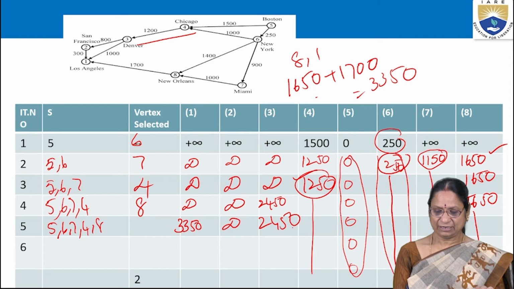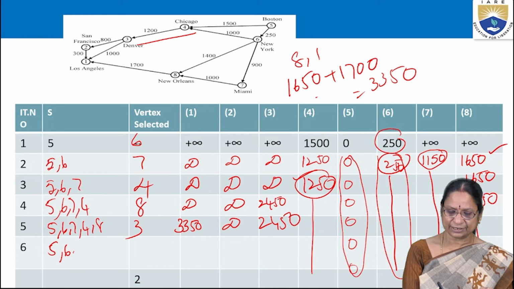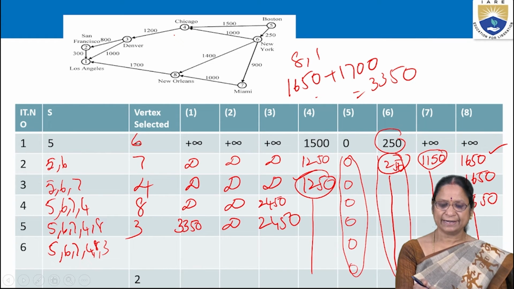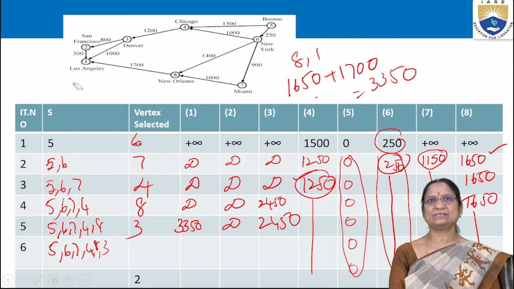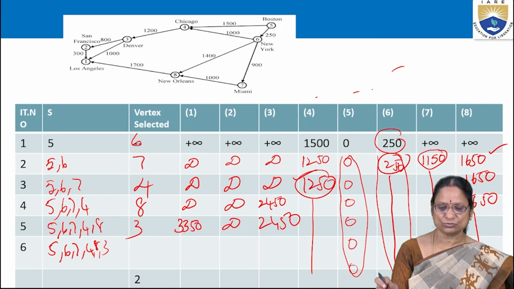Now among all these available values, we have to select the next 3. So what the set included is 7, 4, 8, 3, and from 3, what are the edges connected? Edge 2 is connected, vertex 2 is connected, vertex 1 is also connected. So what is vertex 2?